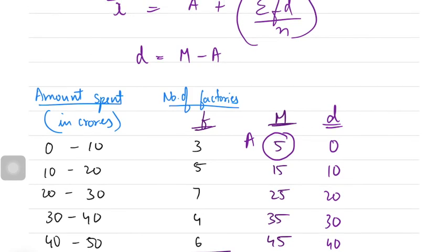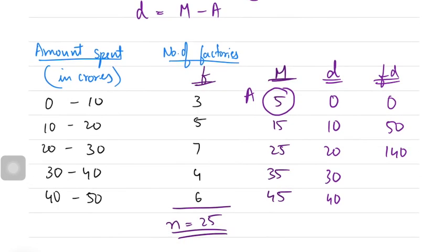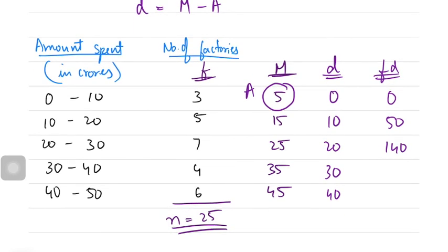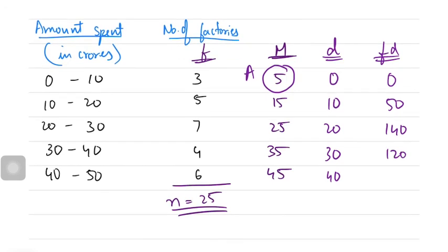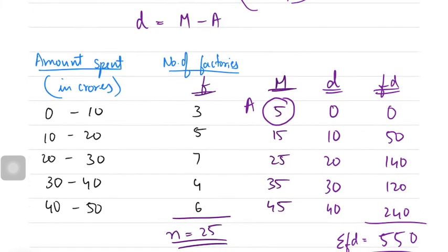Next is f into d. So f into d: 3 into 0 is 0, 5 into 10 is 50, 7 into 20 is 140, 4 into 30 is 120, and 6 into 40 is 240. Okay, let's total this. The total comes to 550. So this is summation fd, which is 550.